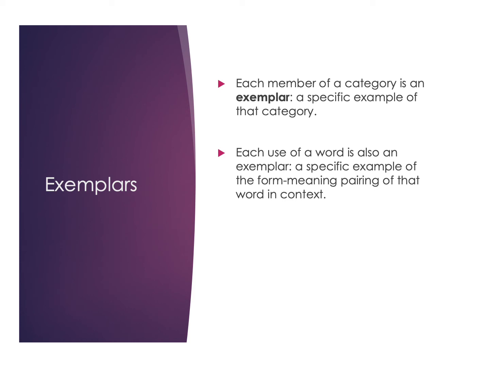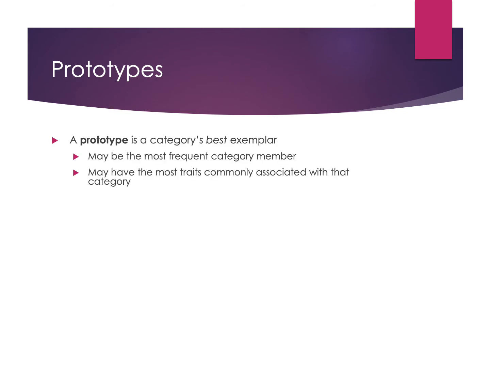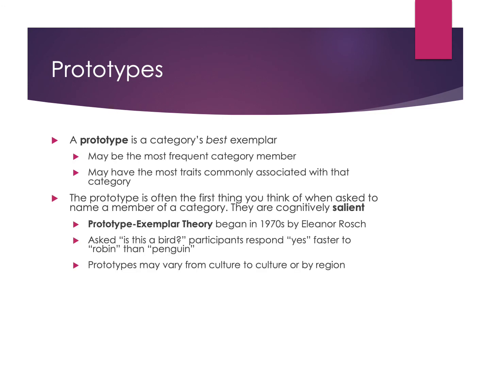But we have some categories and some words and exemplars that are more prototypical than others. They're ones that come to mind faster. So this idea in semantics of prototype theory comes from the idea that we have a best exemplar as a prototype. So it could be the most frequent category member. It could have the most traits that are most commonly associated with that category. And these are usually the first things you think of when you are asked to name some member of that category. So they're cognitively salient. Our brain processes them faster.